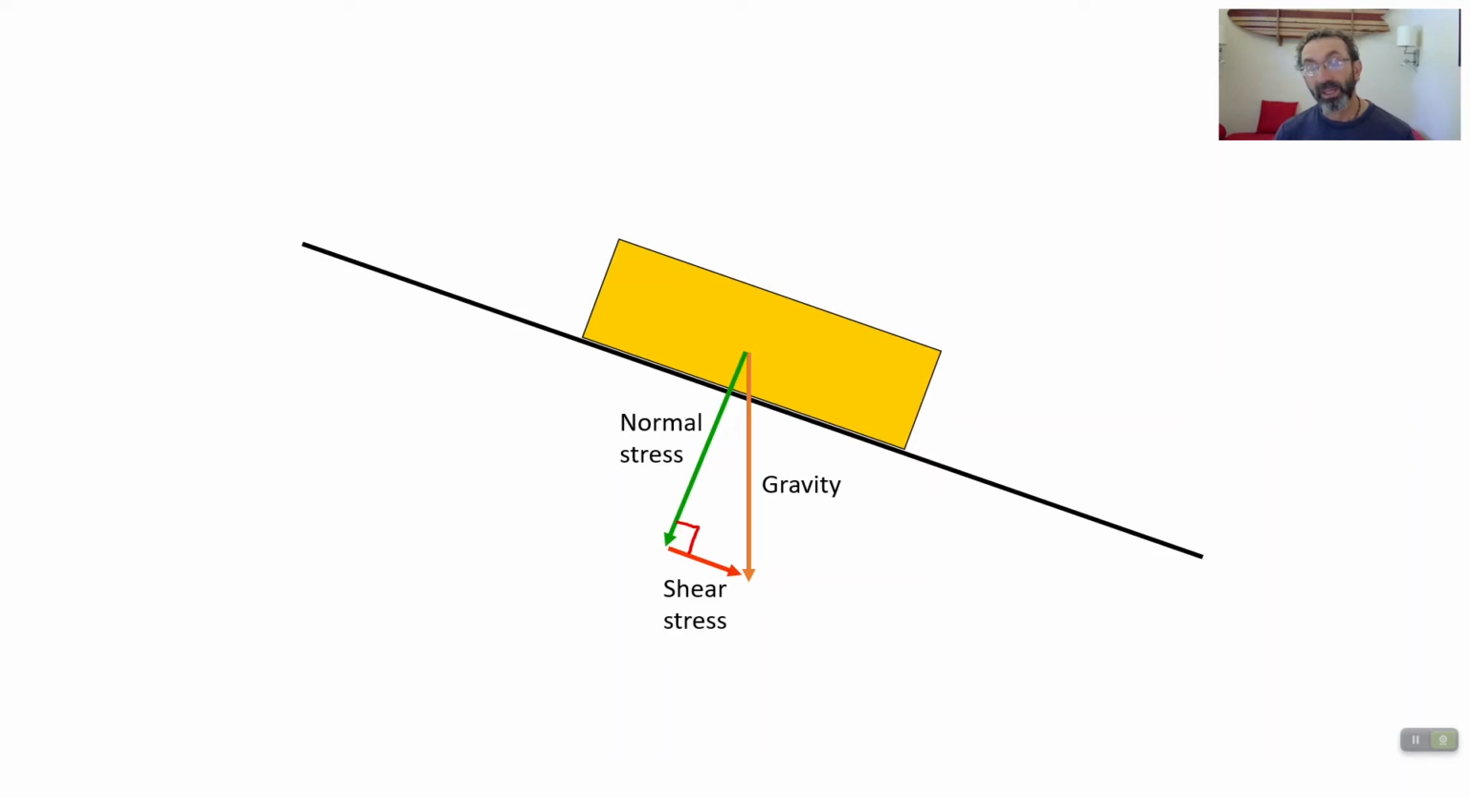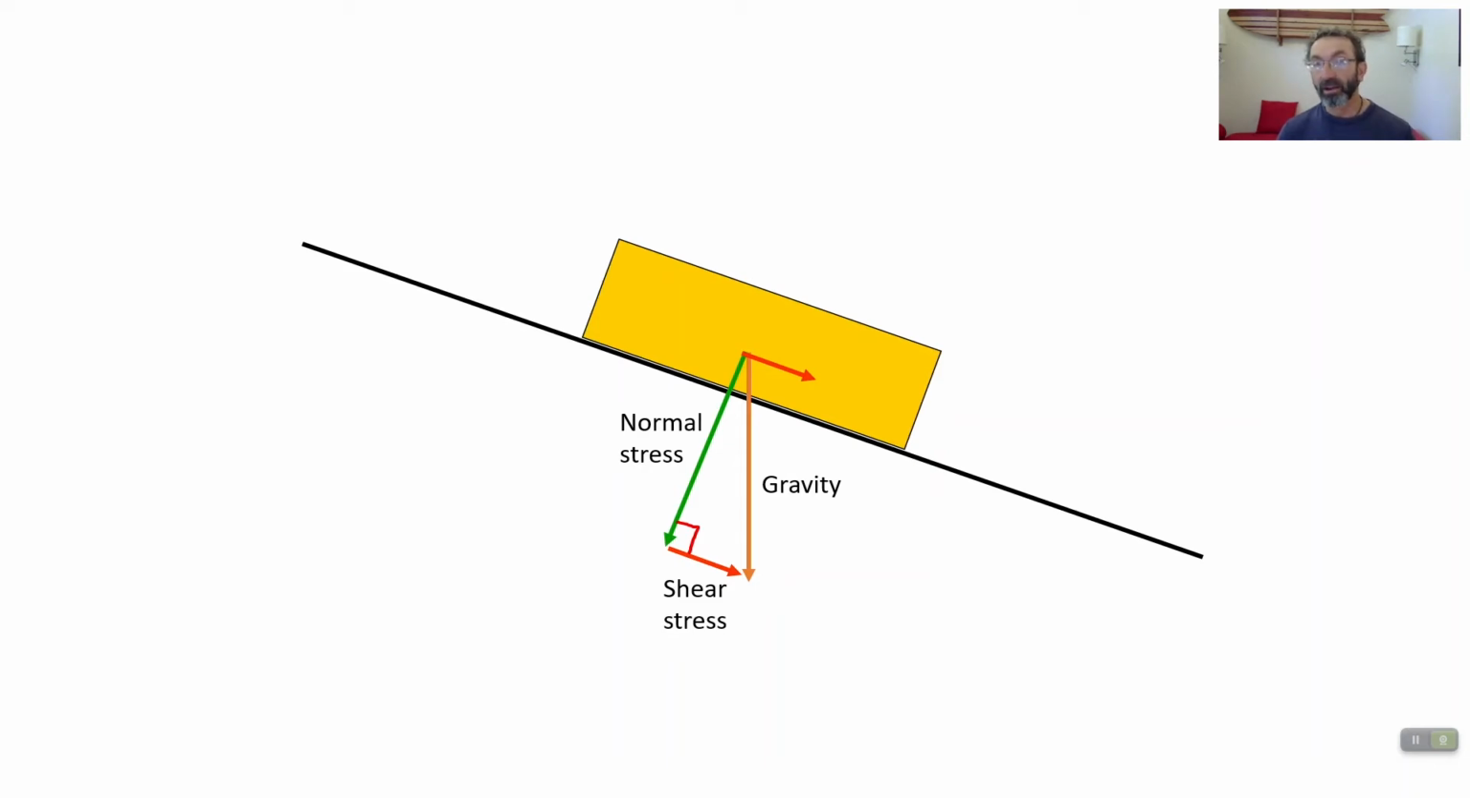Now the normal stress is important because it's what keeps this block essentially pinned to the slope. So it's the normal stress that's forcing the block to be in contact with the inclined plane. The shear stress, however, is doing the opposite. And what we can do is we can take the shear stress arrow and bring it up here, and what this represents is that the shear stress is actually trying to pull this block down the plane.